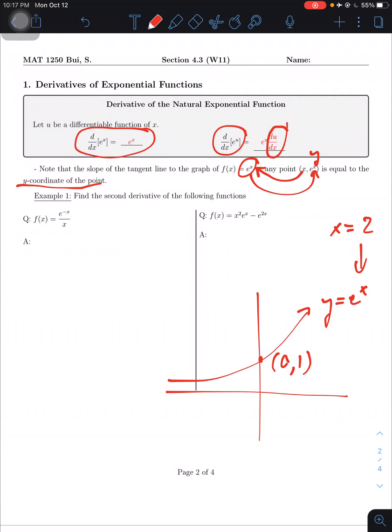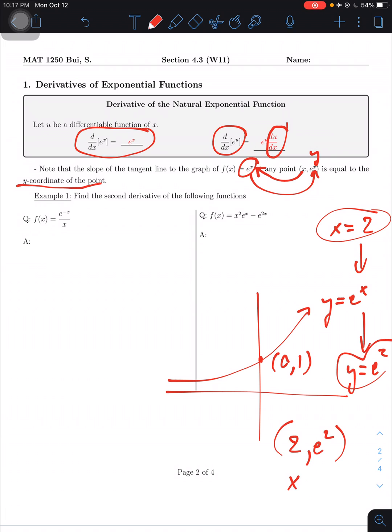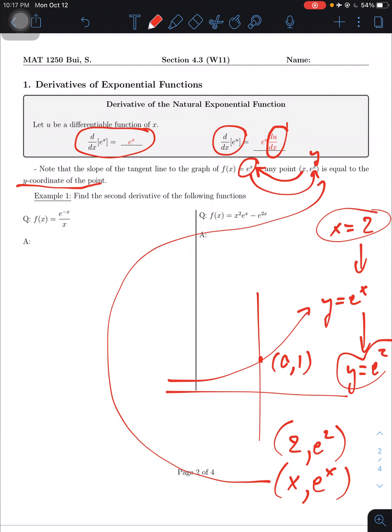It should be y equals e to the second power, right? So then if I put it together as a point, I'm going to get (2, e squared), right? In general, for whatever x it is, it's going to be e to the x. So this is what it means: x and e to the x is the point in there, okay? That's for explanation, but if you don't get it, that's fine.